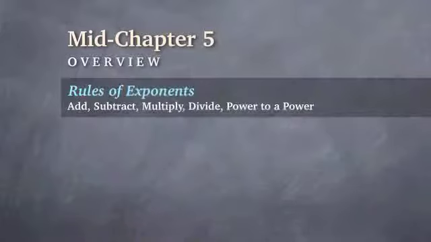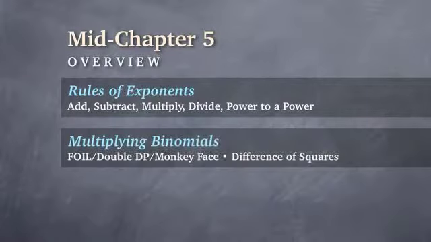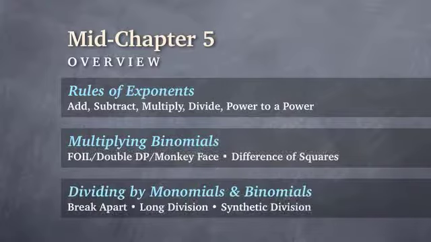We've gone over our rules of exponents, adding, subtracting, multiplying, and dividing, and power to a power. And we've multiplied binomials using either FOIL, double distributive property, monkey face, and we looked for things like difference of squares, where that middle term cancels out. And lastly, we divided by monomials and binomials. With monomials, we broke it apart, and when we had a binomial in the denominator, we used either long division or synthetic division.